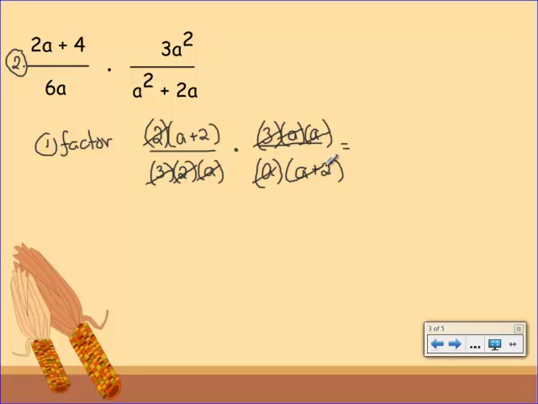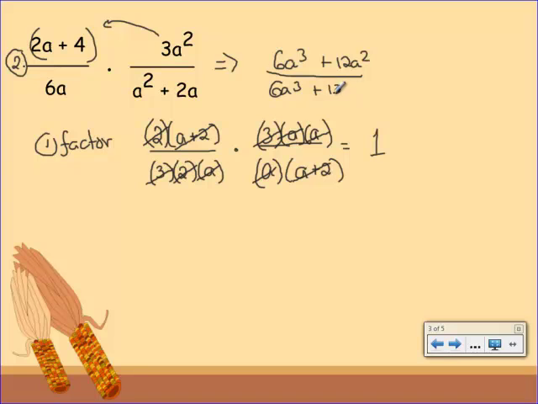And the a plus 2 and the a plus 2 cancel. So when everything is canceling out, I really get 1 as an answer. And if you had not canceled up here, if I had done quick distribution, multiplied that out, you could see I would have gotten 6a cubed plus 12a squared over 6a cubed plus 12a squared. And anything divided by itself is 1.